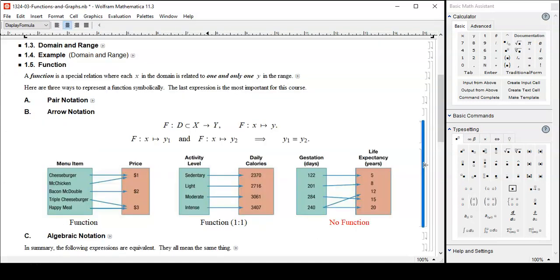Here's an example. Is this a function? Cheeseburger $1, McChicken $1, and so on and so forth. Now, second, is this a function? Yes, it is. By the way, this is a one-to-one function. We have one-to-one correspondence. Coming back here, more than one menu item shares the same price tag. So it's not one-to-one, but it's a function nonetheless. Now this one, this is not a function. This 240 goes to 12 or 20, which is it? Impossible to define, so it's not a function.